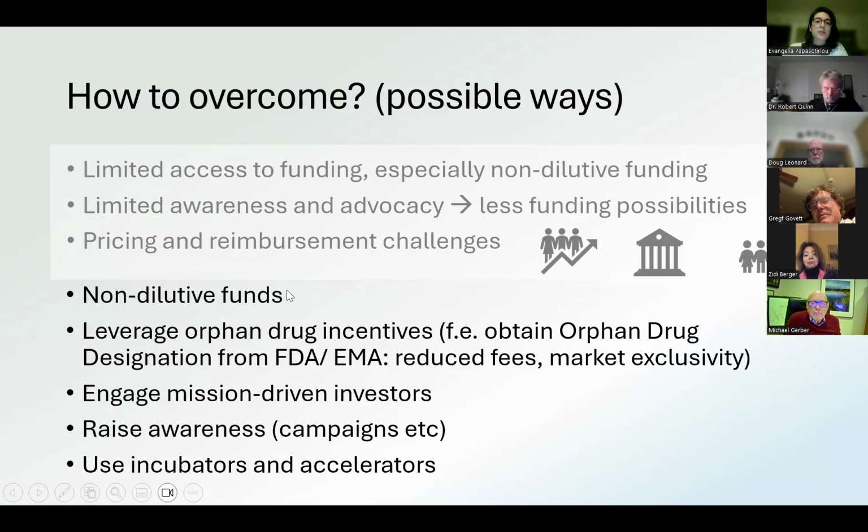For the financial part, of course, the golden standard is to have non-dilutive funds, leverage orphan drug incentives, for example, orphan drug designation from FDA in US or EMA in Europe, which includes reduced fees, market exclusivity, etc. Engage mission-driven investors. That means you're trying to find people who want to financially support you just for the cause, or primarily for the cause, not for the benefit, not for the market.